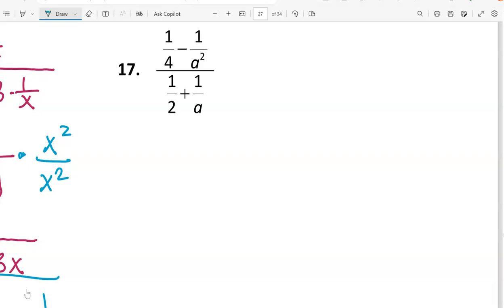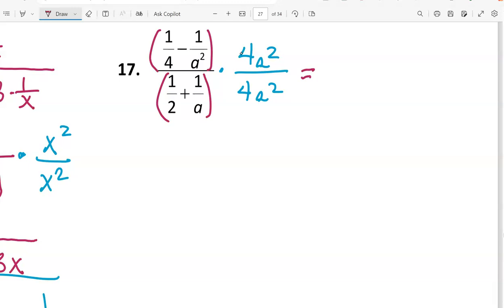In number 17, all of our mini fractions are already in fraction form, so I'm going to multiply by the least common denominator of all 4 of these fractions, which is 4 times a squared over 4 times a squared. In other words, we're going to multiply the numerator of the big fraction times 4a squared and the denominator of the big fraction times 4a squared. Now remember that we have parentheses that are understood around each binomial in the numerator and the denominator.